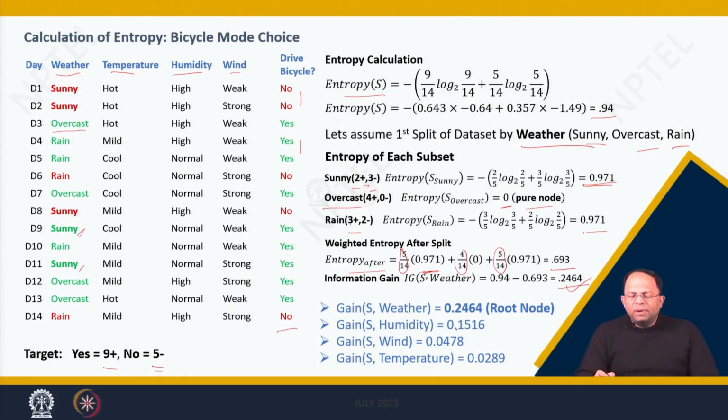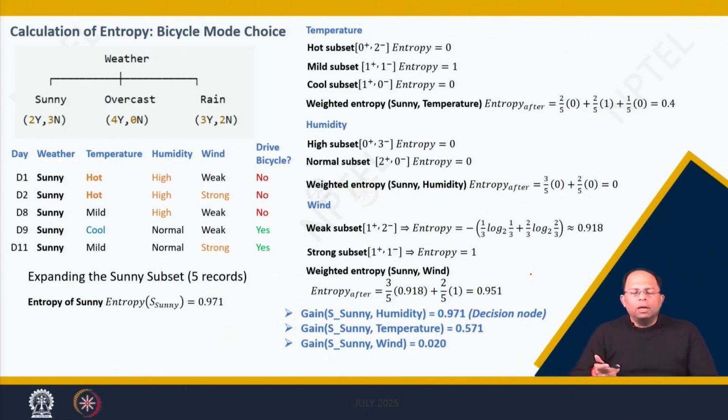Similarly, if I go with humidity, wind, and temperature, these could be the other features that could become the root node. I see the information gain for humidity comes to around 0.1516, for wind it is 0.0478, and for temperature it is 0.0289. So of course weather has got the highest information gain, so we will choose this as the root node. That means our first question would be, what is the weather like, and based on that we will take a call. Once I do that, I split the data.